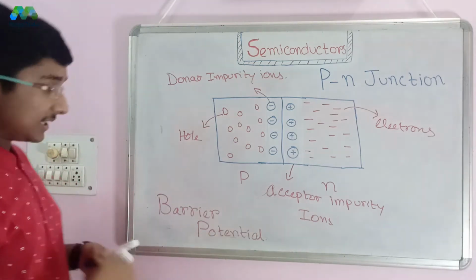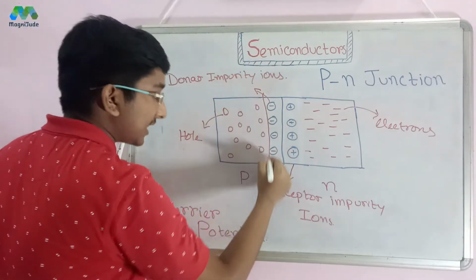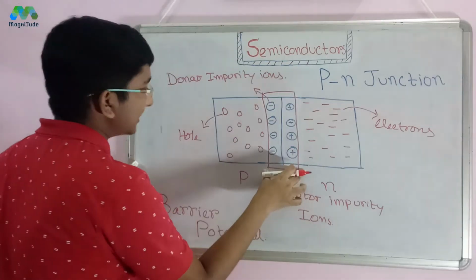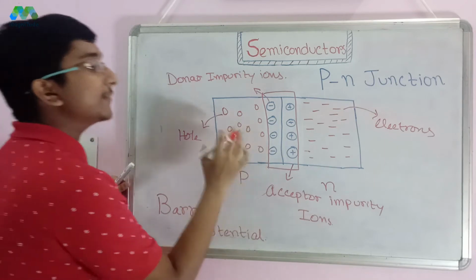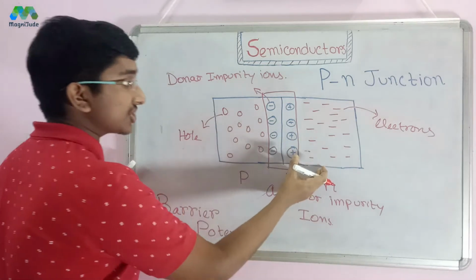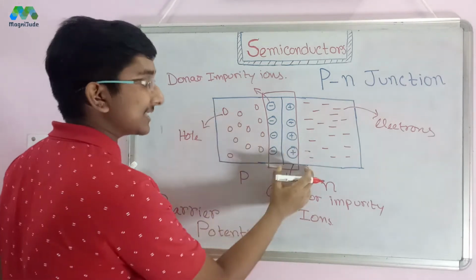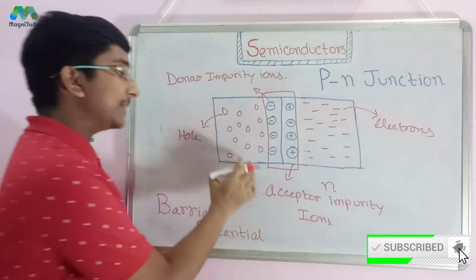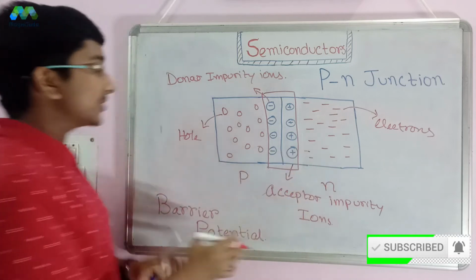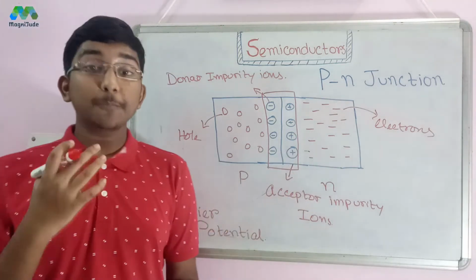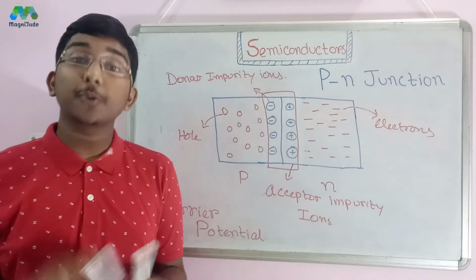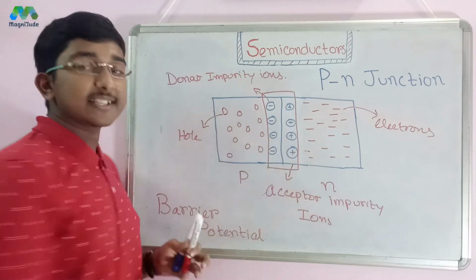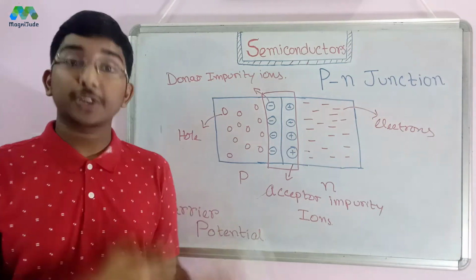So what happened? This one is known as a junction, and this prevents the flow of majority charge carriers from one side to the other side. So they are creating a barrier between the P side and the N side. This is known as the barrier potential, and the voltage or the potential difference between the barrier of the P side and the N side is known as barrier potential.